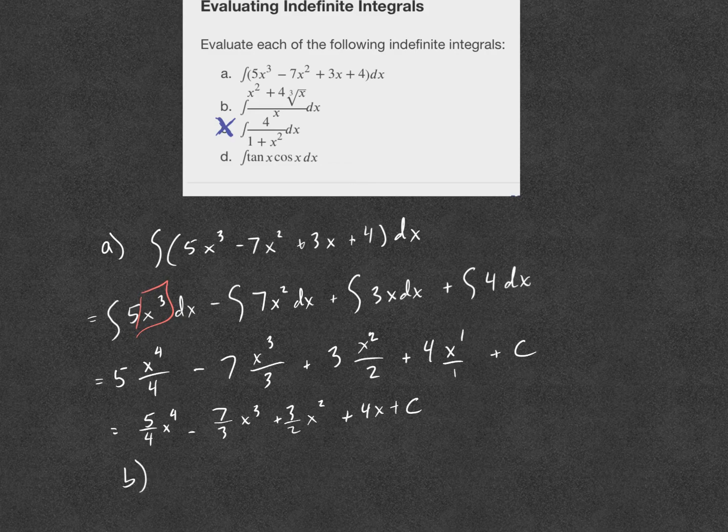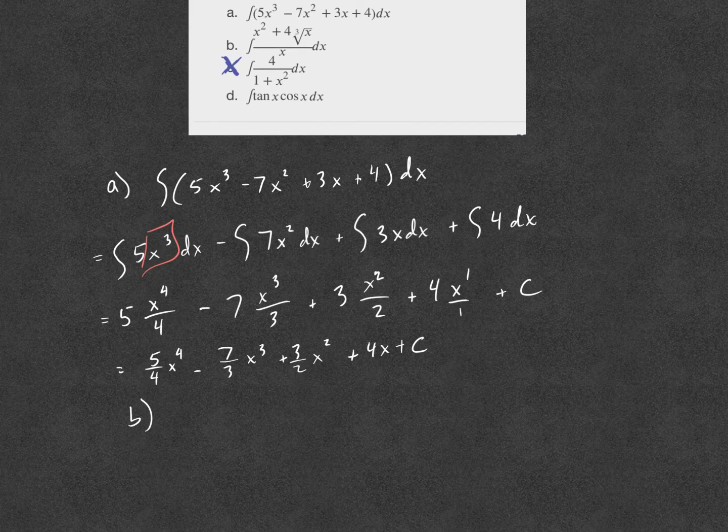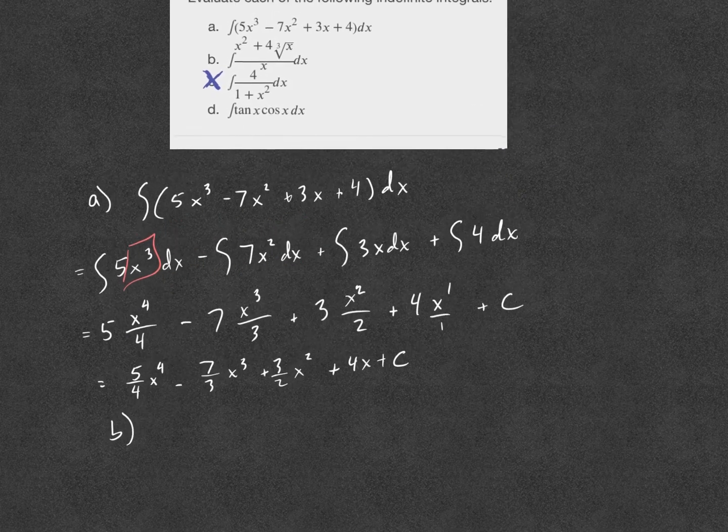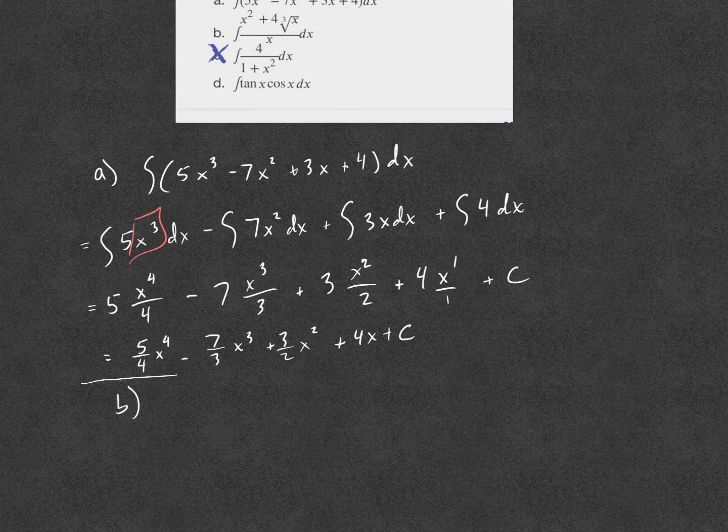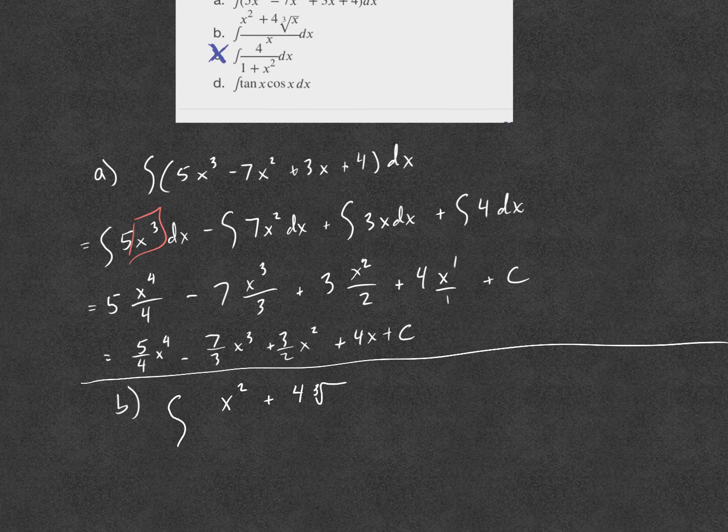For Part B, the way it's printed up at the top looks terrible. So I am going to write it so that it looks a little bit better. This is the antiderivative of x squared plus 4 times the cube root of x, all divided by x dx. Now that looks terrible. The rules up above don't say anything about fractions. They don't say anything about products. So for now, we're not looking at each of these terms individually because I have this fraction bar here.